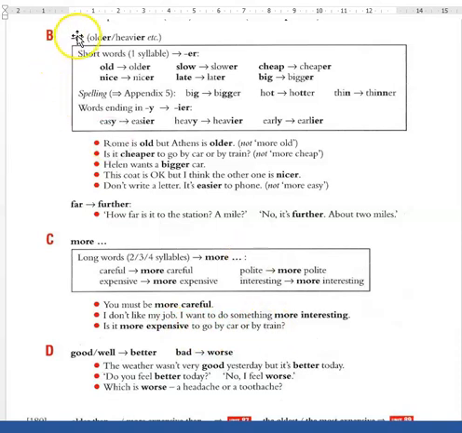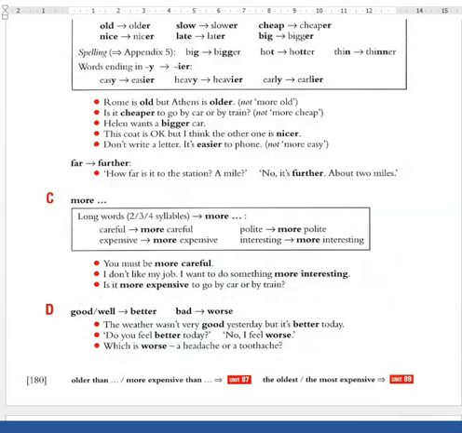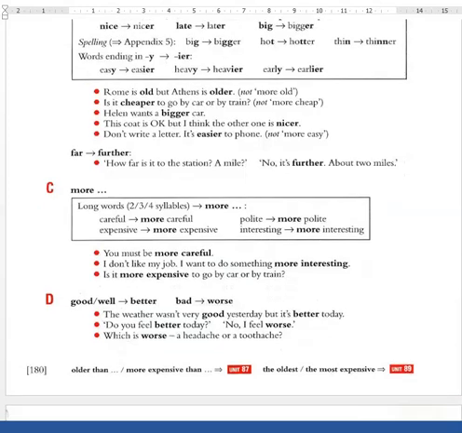So far we've seen with 1 syllable, we add ER. If it ends in Y, it becomes IER. Far, further was an exception there. With long words that have 2, 3, 4 syllables, we put more. Now, how about some exceptions? Because there are always exceptions in English.